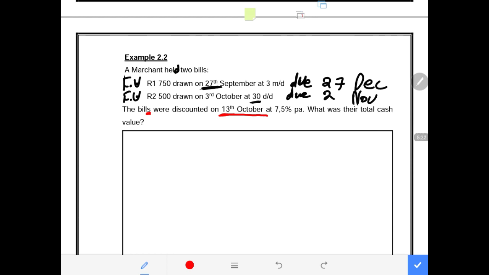So now if that is the case, we need to calculate what is called the unexpired period. Our unexpired period is T, if you remember. So now we need to calculate the unexpired period for both bills.